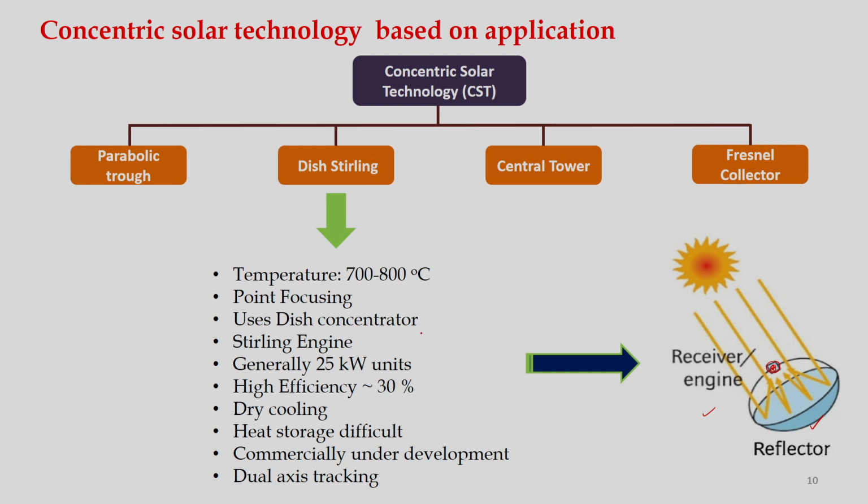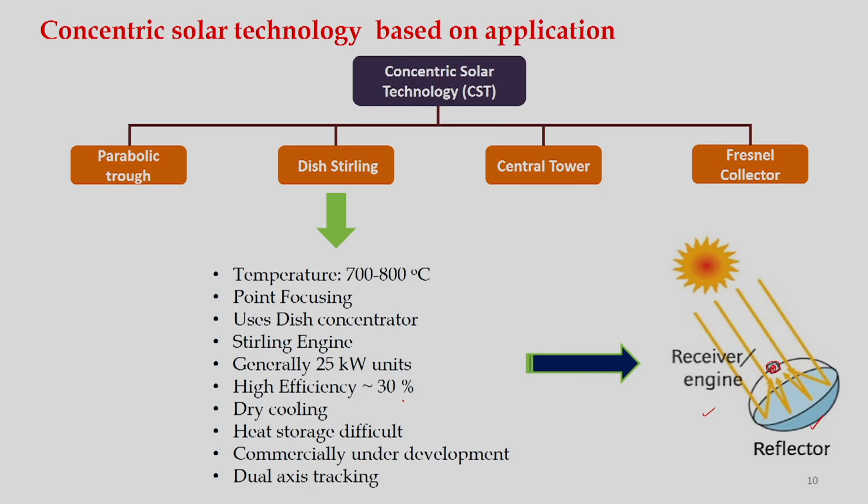This technology uses this concentrator as you can see here, and of course Stirling engines need to be used, and it provides an output of about 25 kilowatt per unit. A single unit can be designed for generation of 25 kilowatt and its efficiency is quite high, about 30%. A dry cooling arrangement is there in the receiver system, and heat storage is difficult because this is a single point.